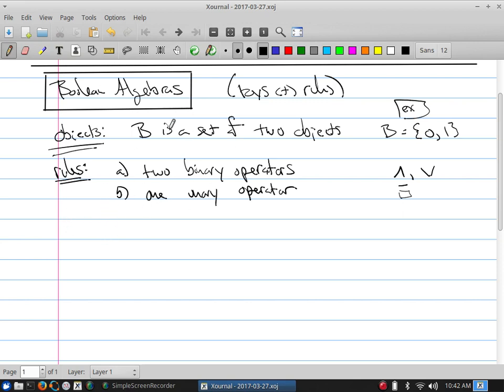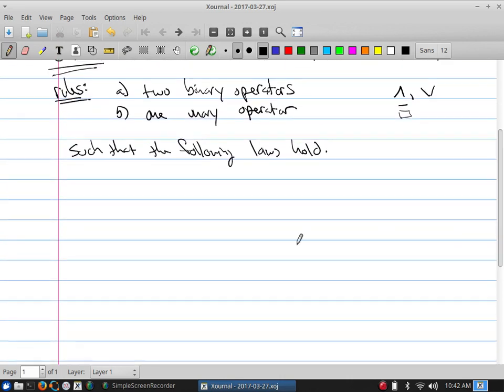Now we have these operators such that the following laws hold. And there's five of these laws. First, we have identity laws.